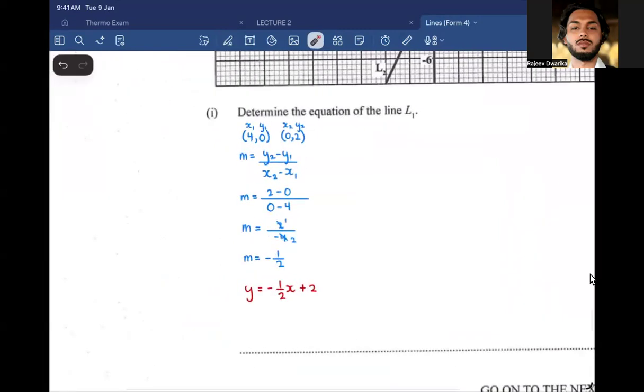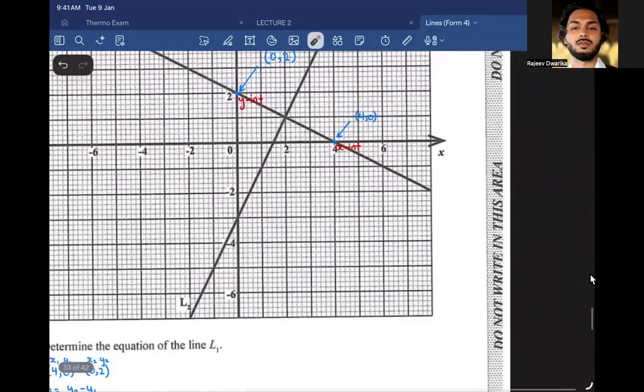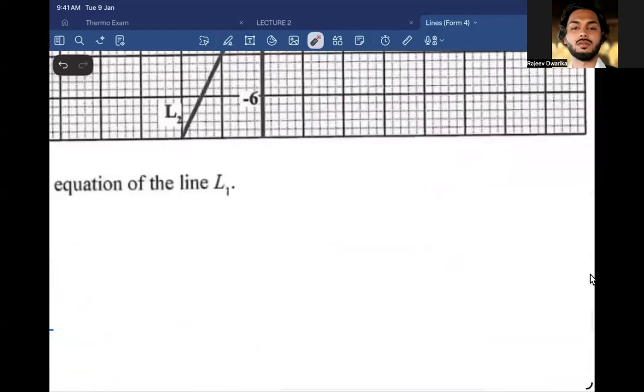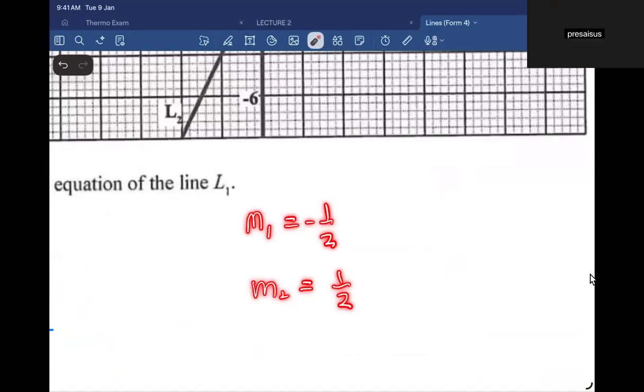Ria, are you okay with this question? Yes, sir. Easy, right? Okay, good. Perseus, I see you wrote something about M1 is equal to negative a half, which is true. But then I see you wrote M2 is equal to positive a half. Explain that to me. I don't know what went on there. I think I was getting a headache with this question.